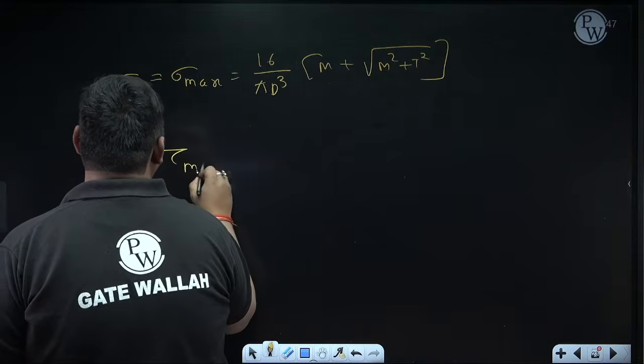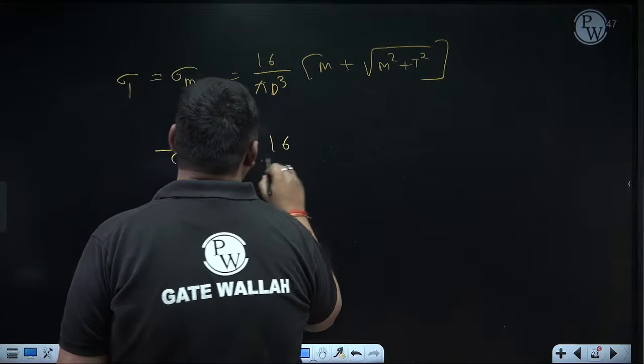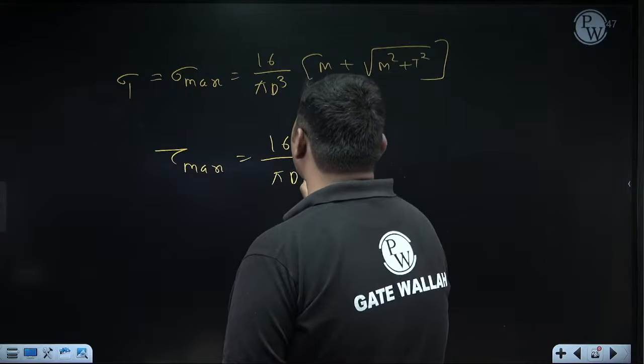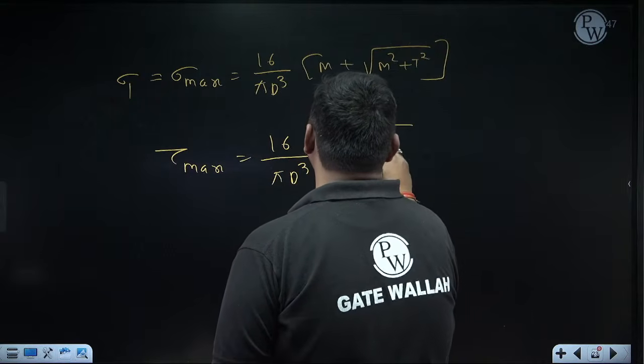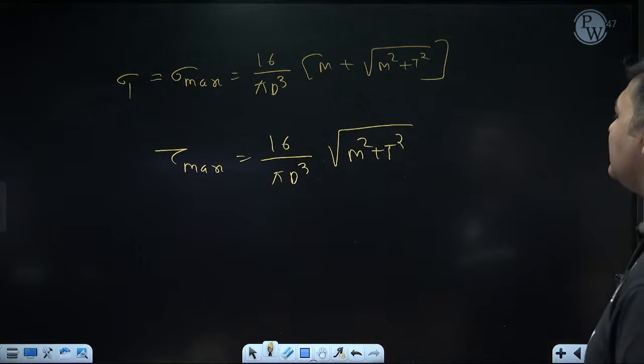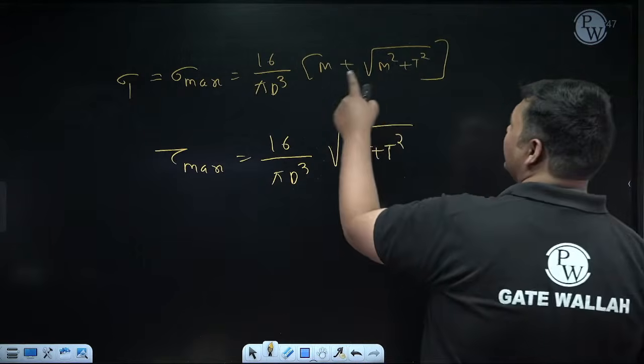Similarly, what is the expression of tau max? If the bending moment at the critical cross section is M and torsion is T, then the formula to calculate tau max is 16 upon pi d cube times root over M square plus T square. You can directly remember this for combined bending and torsion. The derivation of this we had done in the class. And here we will put the magnitudes of M and T.